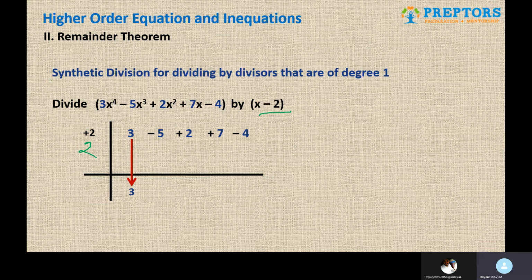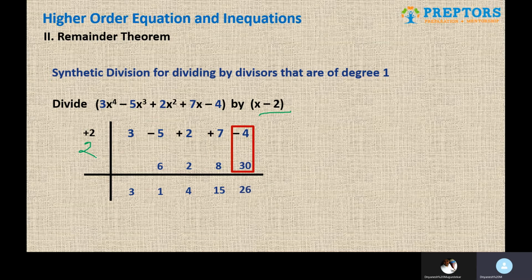After this, what we do is just cross multiply. So 3 2s are 6. 6 minus 5, you get 1. 1 into 2, you get 2. 2 plus 2, you get 4. 4 2s are 8. 8 plus 7, 15. 15 2s are 30. 30 minus 4, you get positive 26.